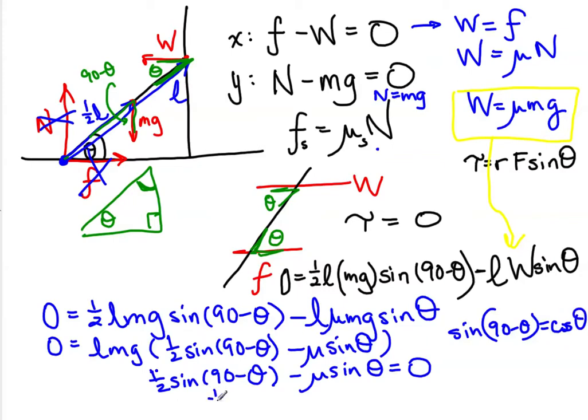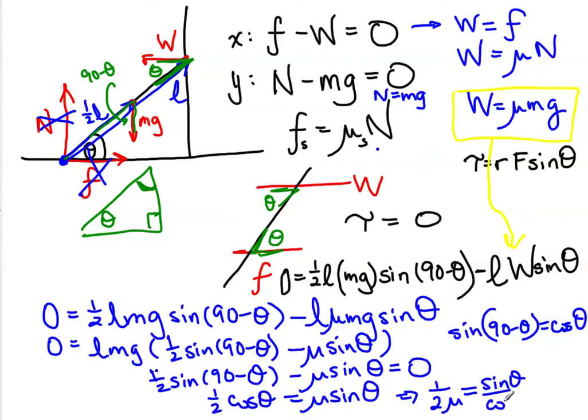So now this says 1/2 cosine theta equals mu sine theta if I add mu sine theta to both sides, right? And then if I divide both sides by cosine and divide both sides by mu, I get 1/2 mu is equal to sine theta over cosine theta, which is also equal to tangent theta. So I've run out of room over here. If tangent theta is equal to 1/2 mu, I can solve for theta.